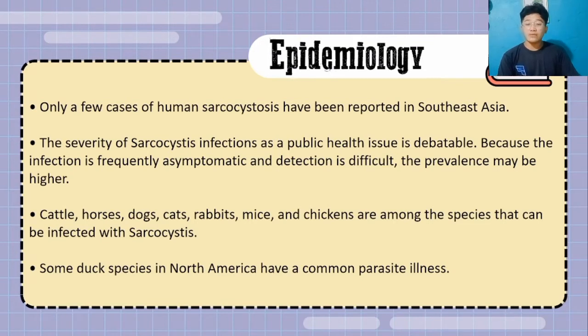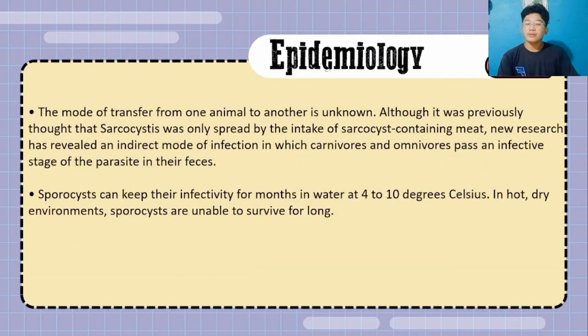Epidemiology. Only a few cases of human sarcocystosis have been reported in Southeast Asia. Cattle, horses, dogs, cats, rabbits, mice, and chickens are among the species that can be infected with sarcocystosis. Some dog species in North America have a common parasite illness. The mode of transfer from one animal to another is unknown.